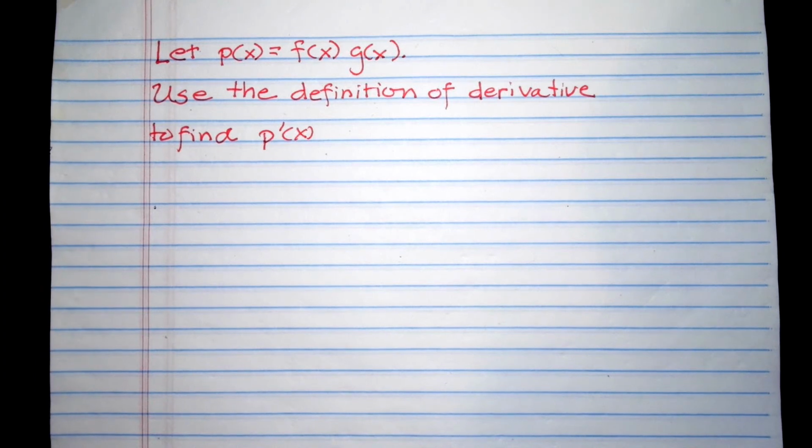In this video, we're going to prove the product rule. So I'm starting off by letting p of x be f of x times g of x, and we're going to find the derivative of p of x using the definition of derivative. And we're going to assume that f and g are two functions which are differentiable themselves.